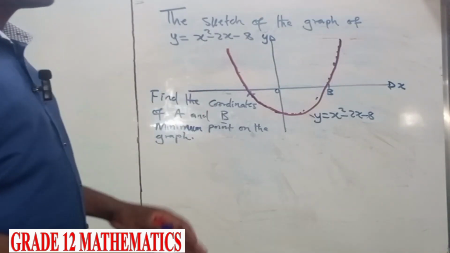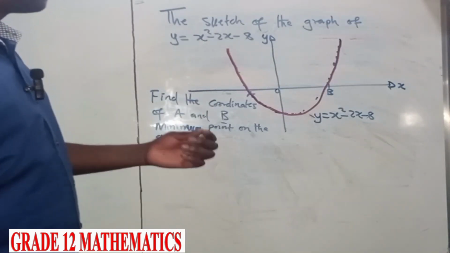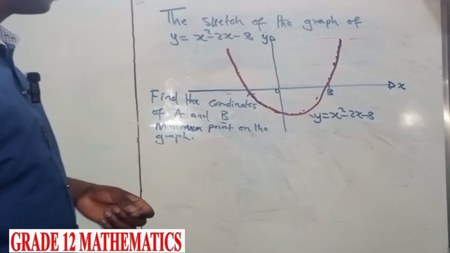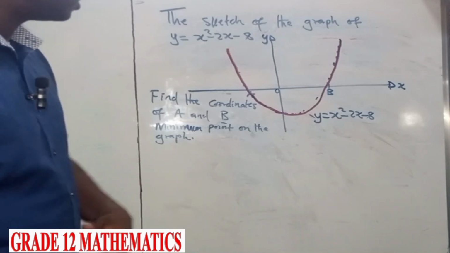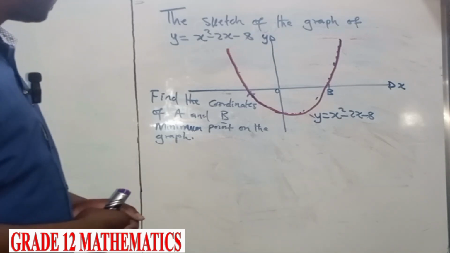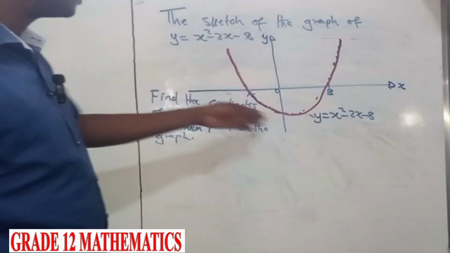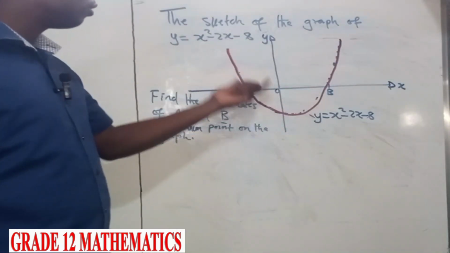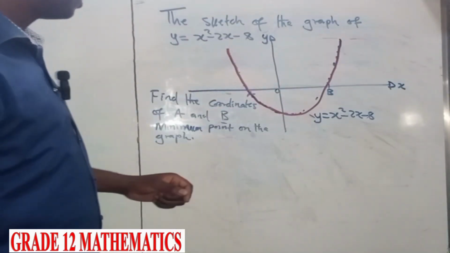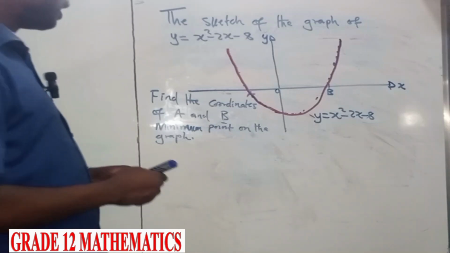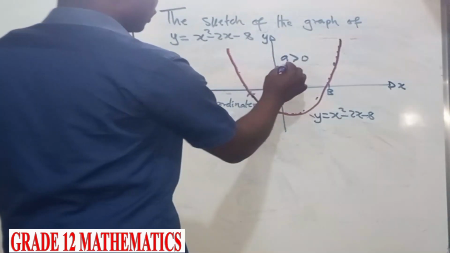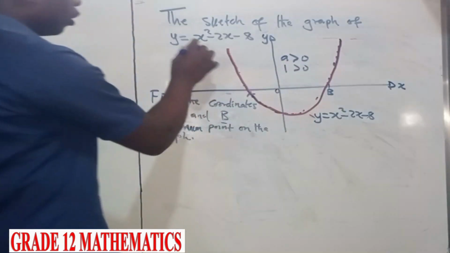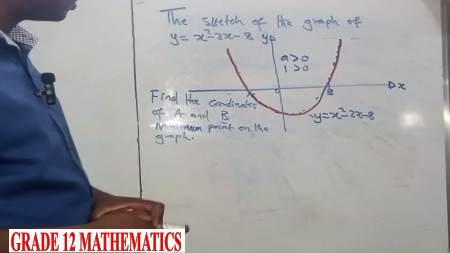This is another interesting question that borders on quadratic functions. Here they are saying that this is a sketch of the graph y equals x squared minus 2x minus 8. You can see that this graph has a minimum point. Why? Because it goes downwards, implying that a is greater than 0. In this case, we have 1, which is greater than 0, the coefficient of x squared.